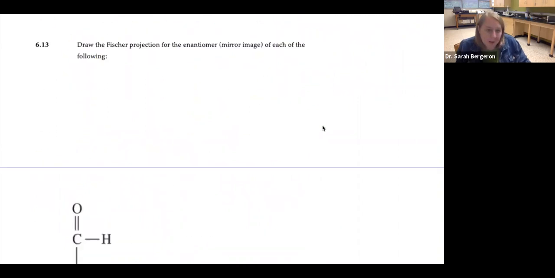All right, let's see. I've somehow managed to get this on 2 pages, but it's okay. Draw the Fisher projection for the enantiomer mirror image. Sorry, y'all. Hang on.